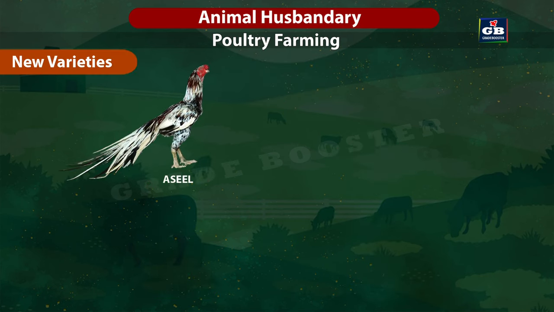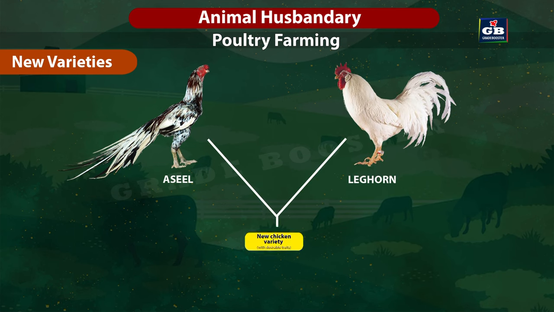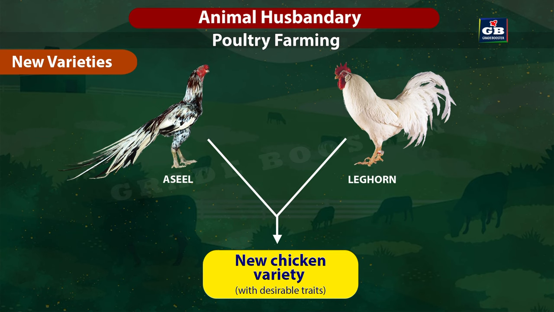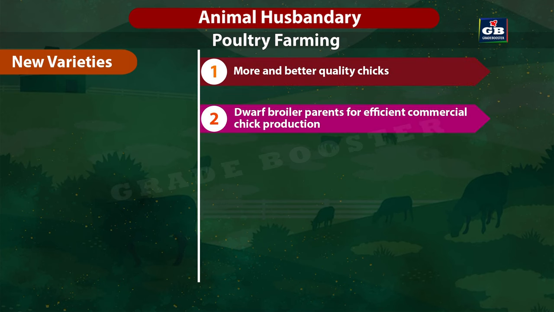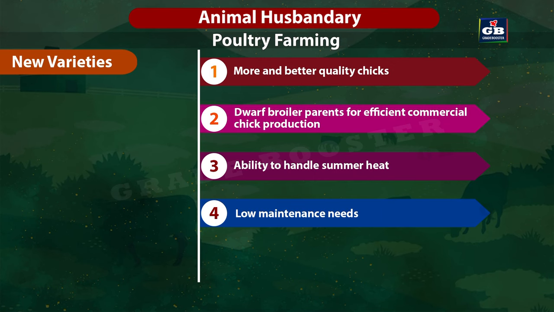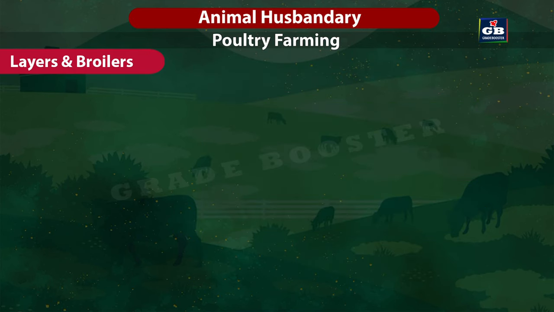Crossbreeding between Indian varieties like Asil and foreign varieties like Leghorn helps to create new varieties with specific traits. The expected traits in the new varieties of chicken are more and better quality chicks, dwarf broiler parents for efficient commercial chick production, and ability to handle summer heat, low maintenance needs, small egg-laying birds, which feed on cheap diets made from agricultural byproducts.